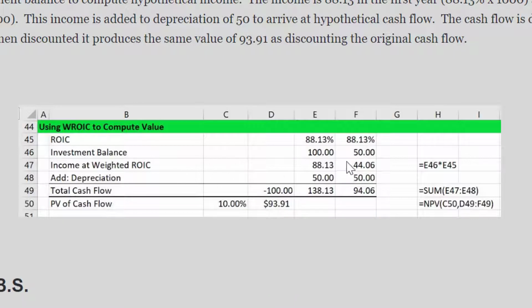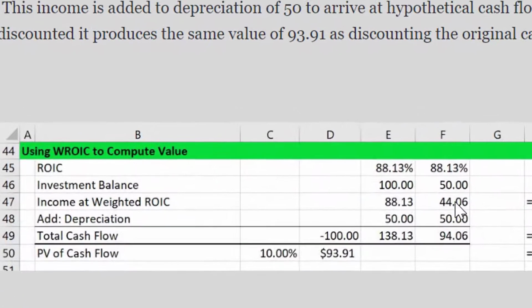And then you get the income, which is just 100 times 88. 50 times 88 is about 44. I think I can almost get that. To get cash flow, we have to add the depreciation back. And then we get our total cash flow.